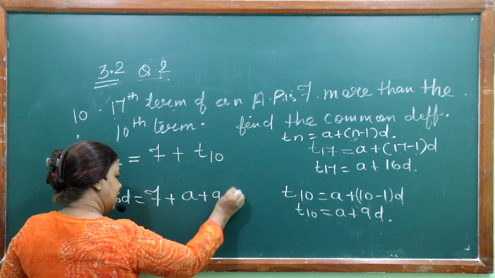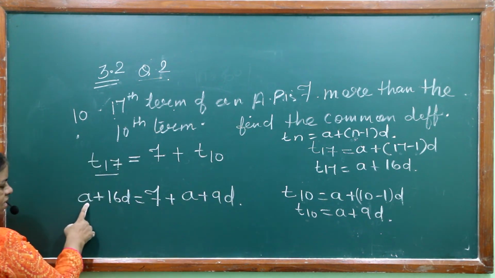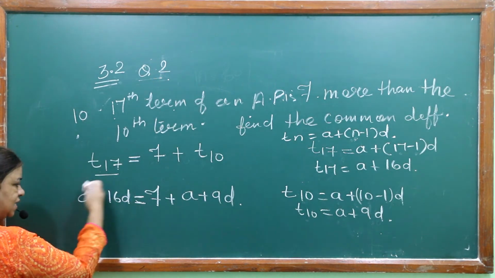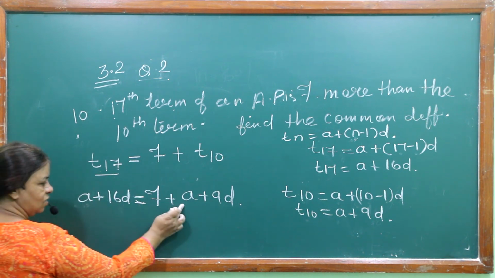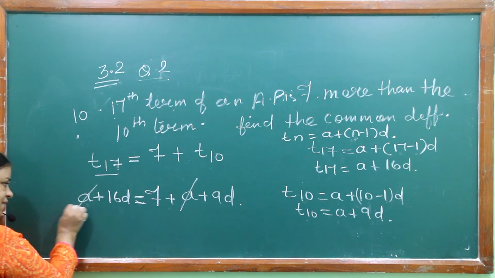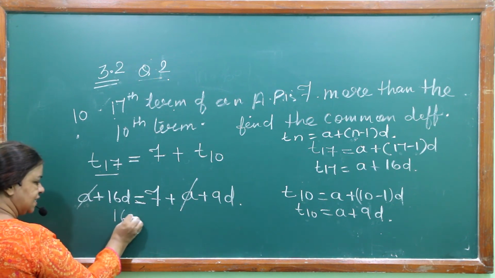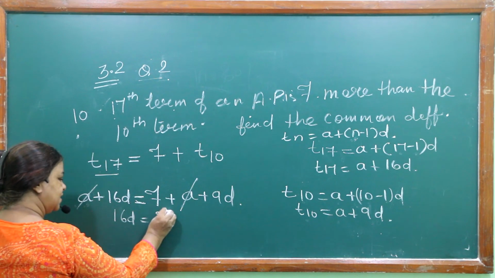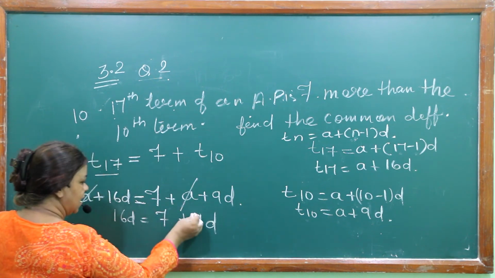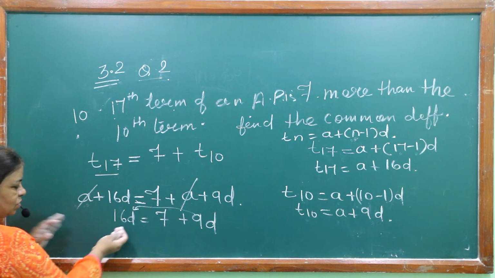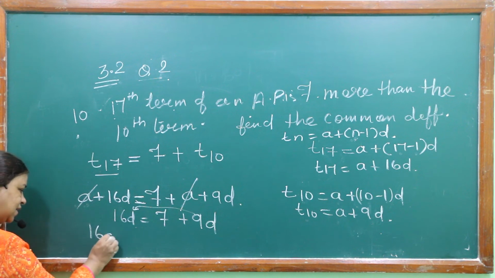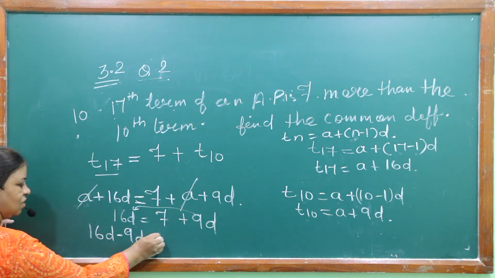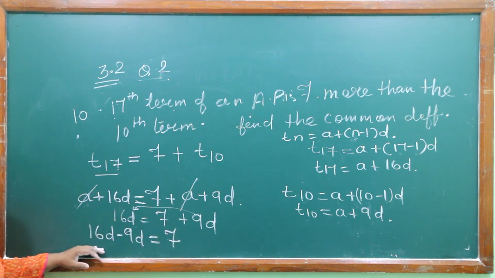Now you see, this A is on this side and that A is on that side, both having plus signs, so they can cancel. What is left? 16D is equal to 7 plus 9D. Now I'll shift this 9D here, because this is D, this is a number, and this is D. So let me bring all the D's to one side: 16D minus 9D is equal to 7, which gives 7D.